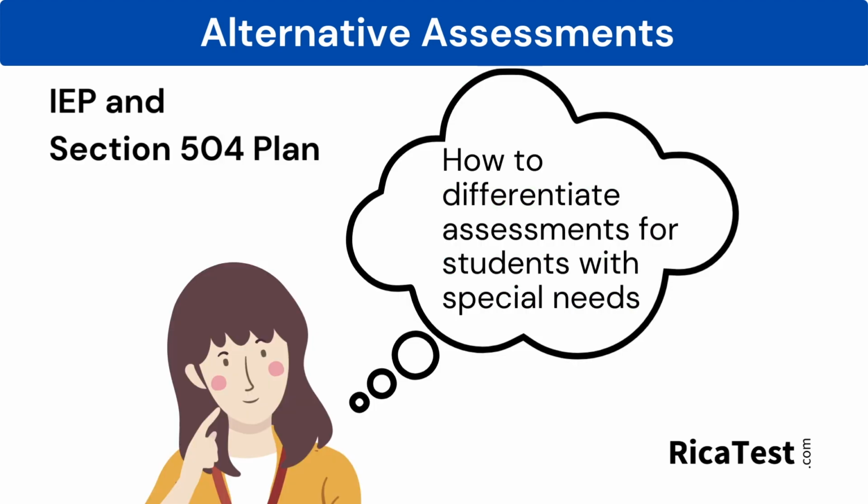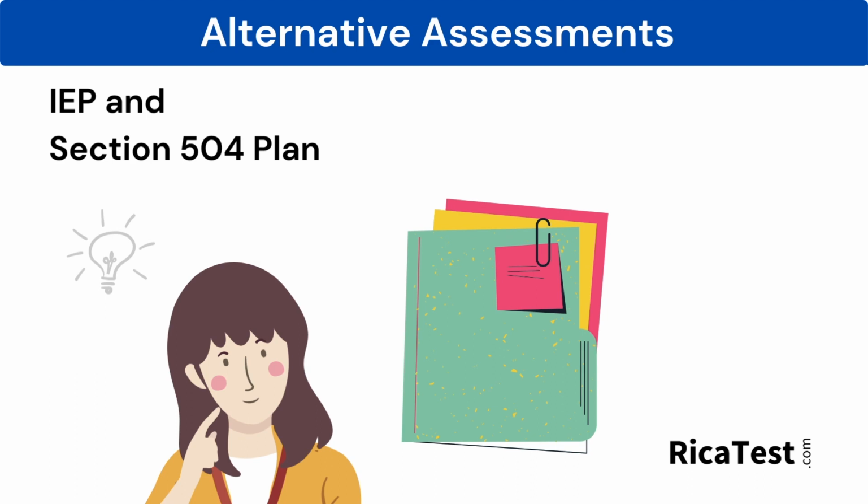Next, and most importantly for your RICA test, is how to differentiate assessments for students with special needs. Each student's IEP or Section 504 plan is truly individual, and a teacher needs to read and follow the specifications laid out in the written document.